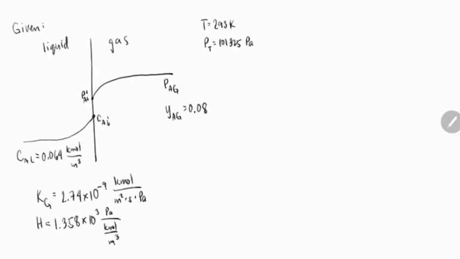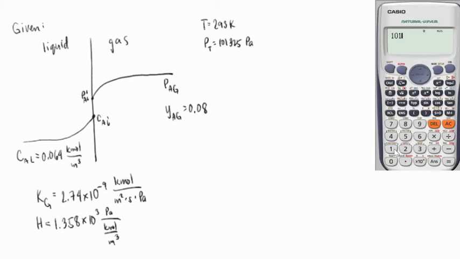If our total pressure is 101,325 pascals, we can simply multiply that with 0.08, which is the mole fraction of ammonia, to determine the partial pressure of ammonia in the gas phase. That is 101,325 multiplied by 0.08, 8,106 pascals. That is the partial pressure of ammonia in the gas phase. At this point, we can now determine the overall flux of ammonia, that is N sub A.